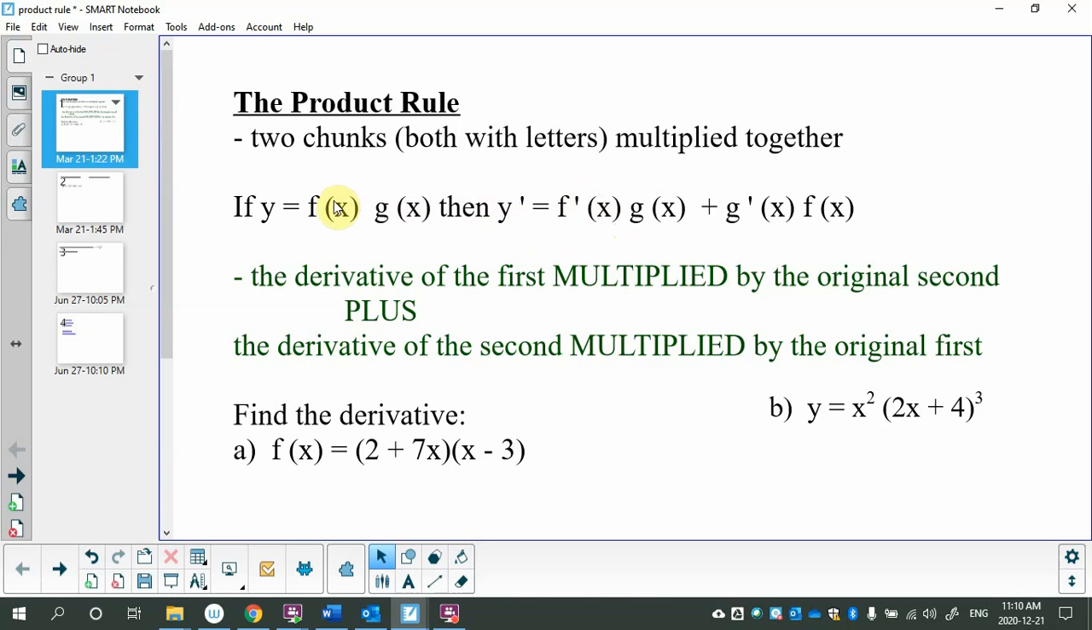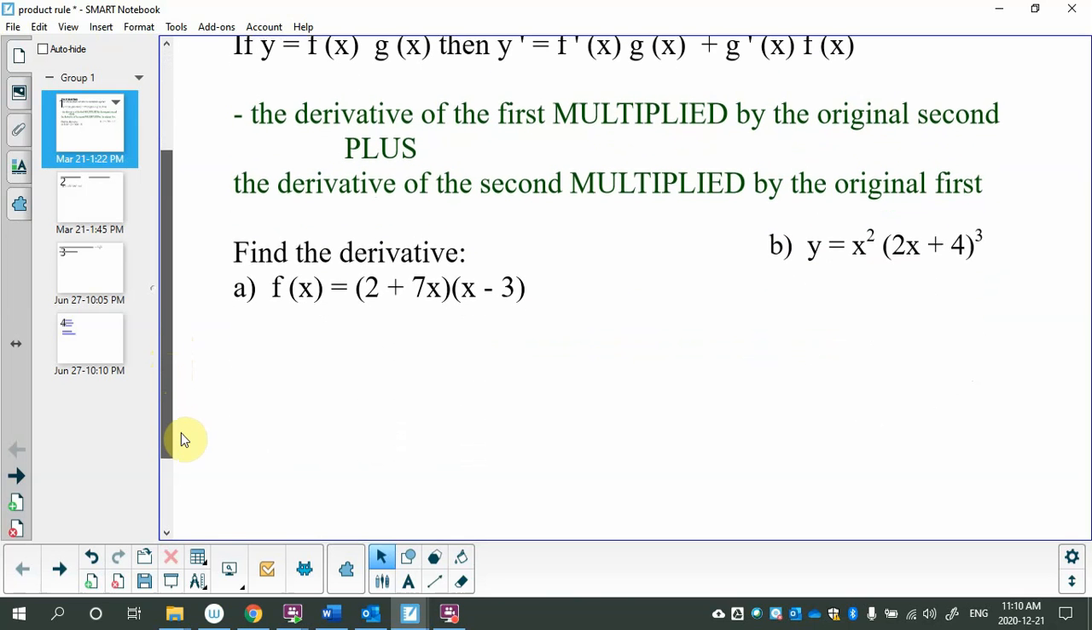And when you find the derivative of the entire thing, you have to take the derivative of the first chunk of information and then you multiply it by, notice the lack of tick here, the original second piece. Then you have a plus sign. So product rule uses a plus sign. Then you take the derivative of the back piece of information and multiply it by the non-derivative, the original of the front. So I've written that here. The derivative of the first multiplied by the original second plus the derivative of the second multiplied by the original first. So I'm going to do that now.